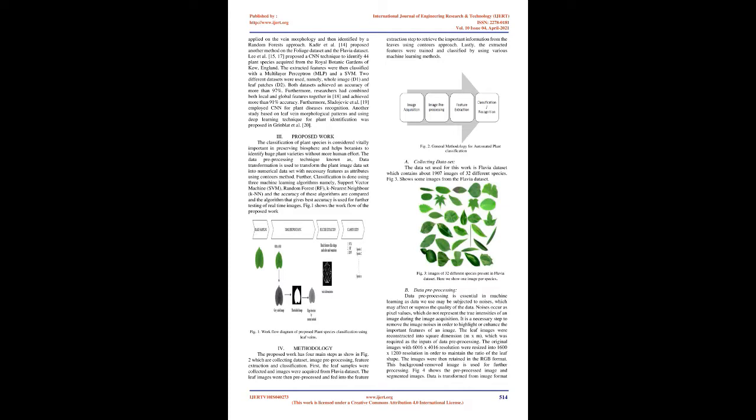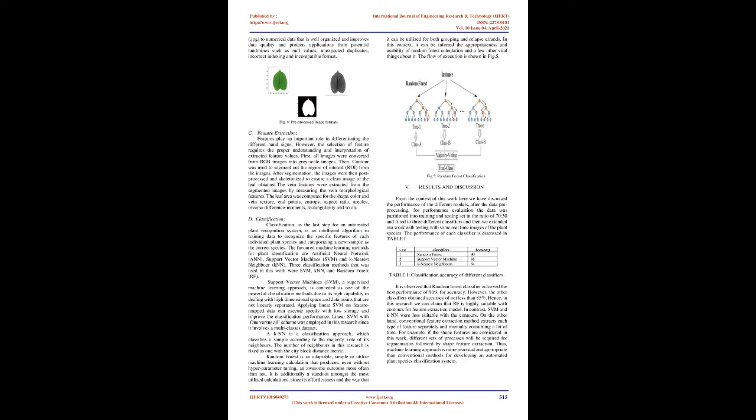Further, classification is done using three machine learning algorithms, namely, support vector machine, SVM, random forest, RF, and Nearest-Neighbour, KNN, and the accuracy of these algorithms is compared, and the algorithm that gives the best accuracy is used for further testing of real-time images. Fig. 1 shows the workflow of the proposed work. Fig. 1, workflow diagram of proposed plant species classification using leaf veins.